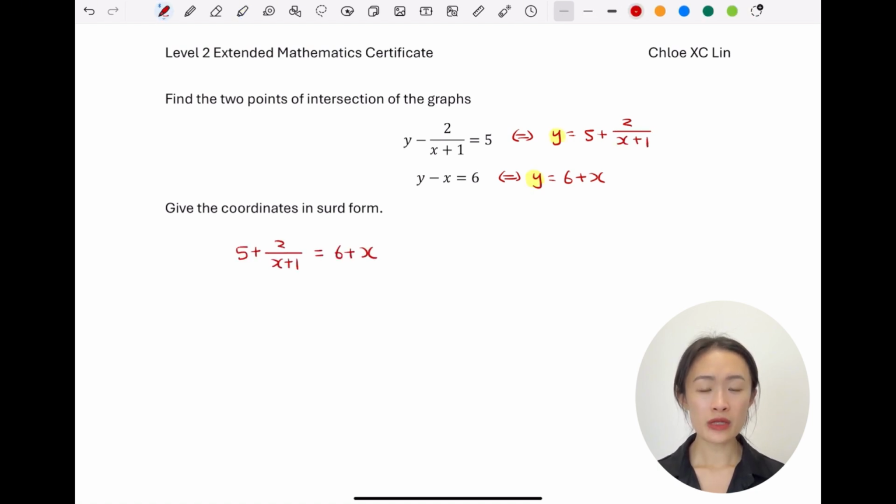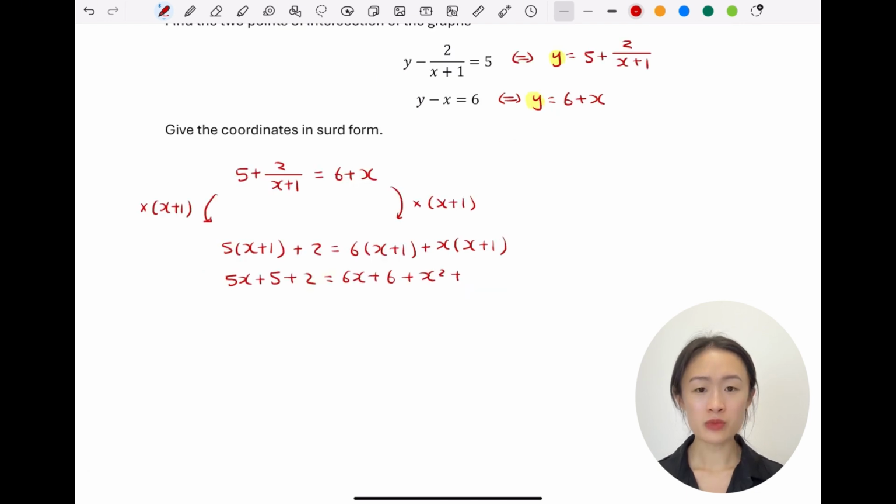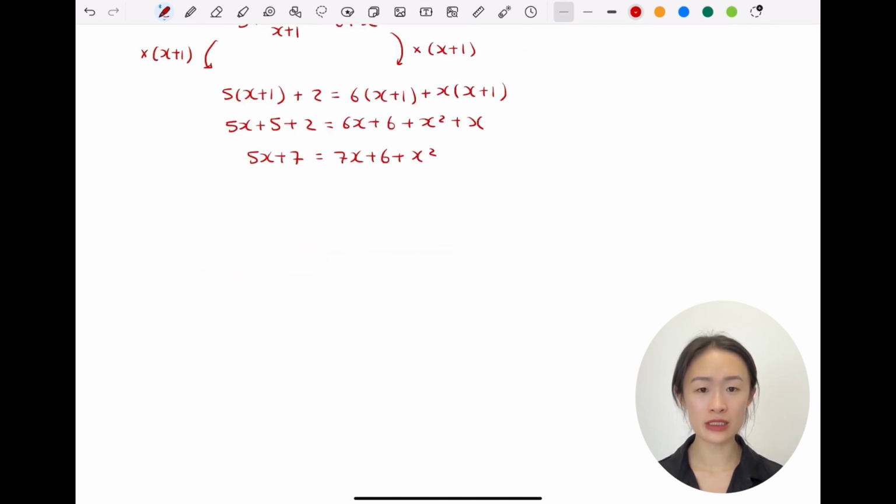In order to get rid of the denominator x plus 1, I will multiply all terms by x plus 1. So that will give me 5 brackets x plus 1 plus 2, and that equals 6 times x plus 1 and x times x plus 1. By expanding the brackets and collecting the like terms, we can simplify the equation to x squared plus 2x take away 1 equal to 0. Now if you try to factorize this equation, you will notice very quickly that we can't do it.